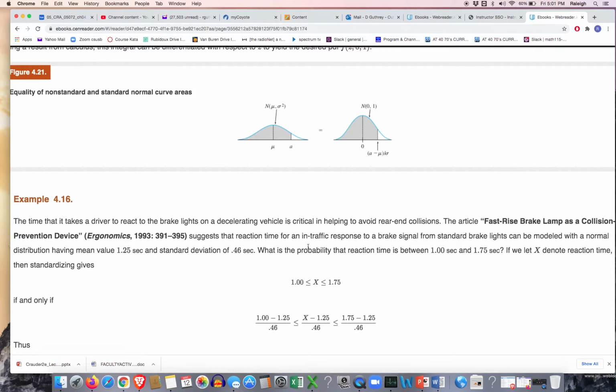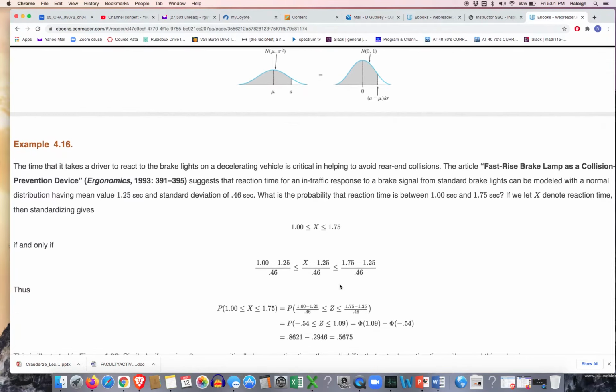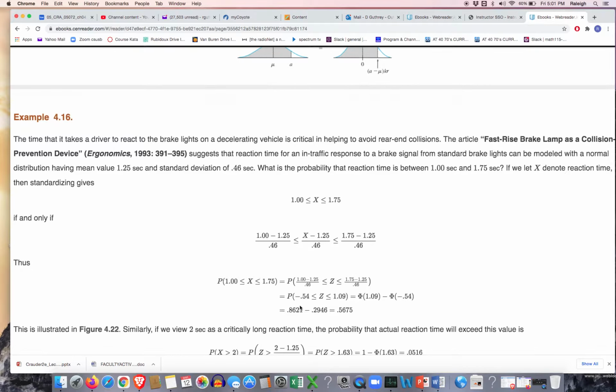It suggests that reaction time for an in-traffic response to a brake signal from standard brake lights can be modeled with a normal distribution having a mean value of 1.25 seconds and a standard deviation of 0.46 seconds. What's the probability the reaction time is between 1 second and 1 3/4 seconds? And x can denote the reaction time, and one can convert over to z and find out what the z values are. So they put extra notation in, which nothing wrong with that.